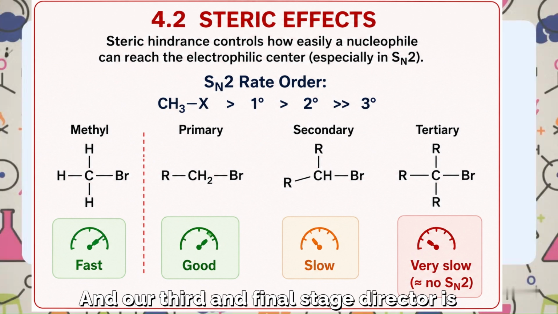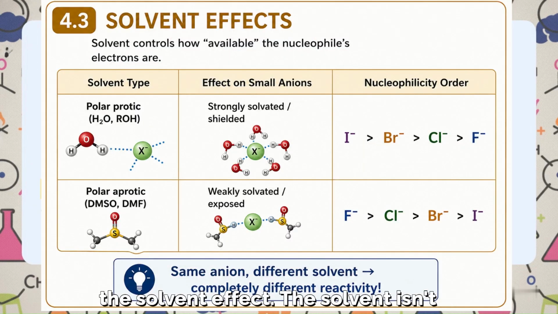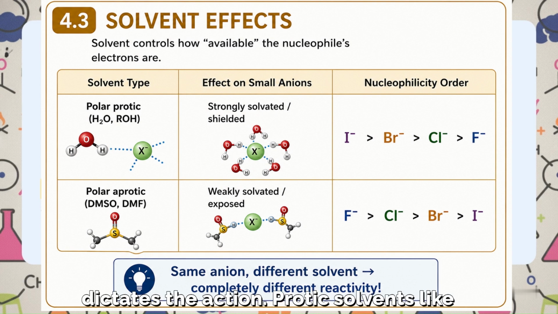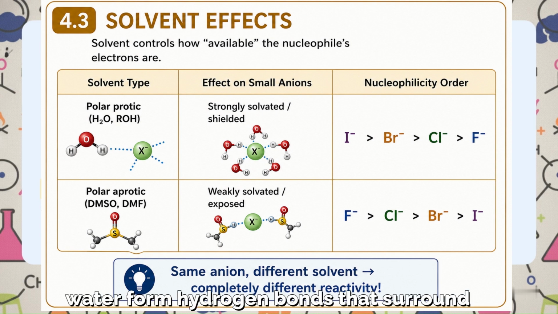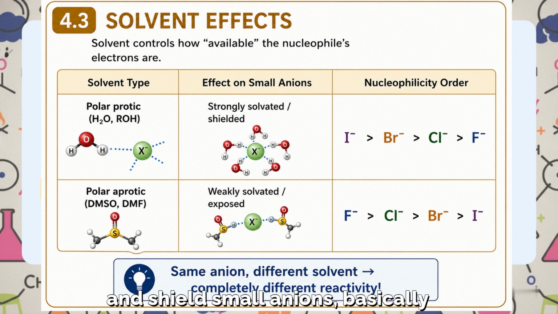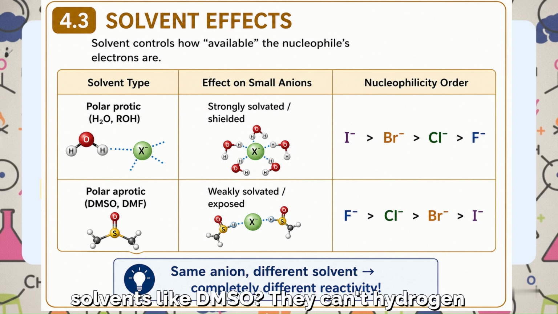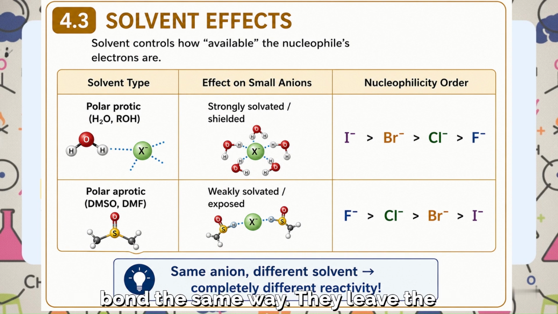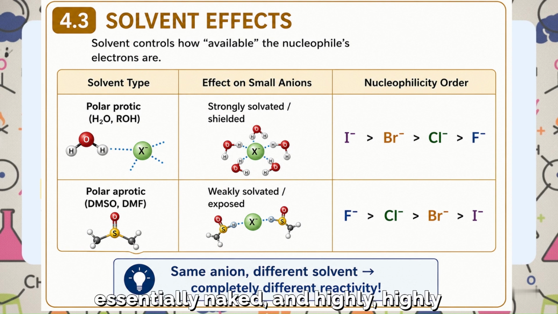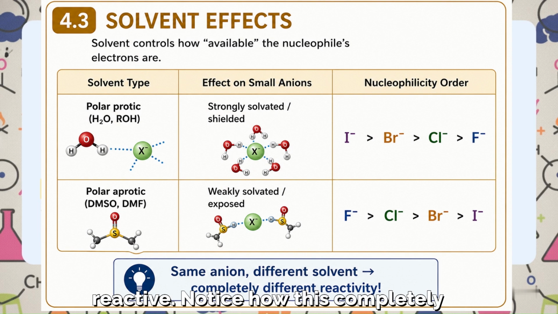And our third and final stage director is the solvent effect. The solvent isn't just some passive backdrop, it totally dictates the action. Protic solvents, like water, form hydrogen bonds that surround and shield small anions, basically dampening their reactivity. But aprotic solvents, like DMSO, they can't hydrogen bond the same way. They leave the nucleophile completely exposed, essentially naked and highly reactive.